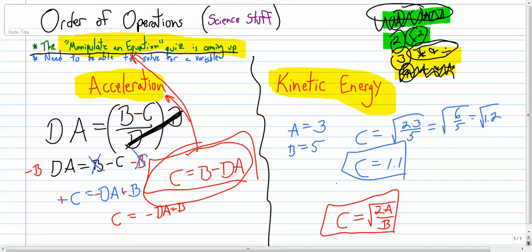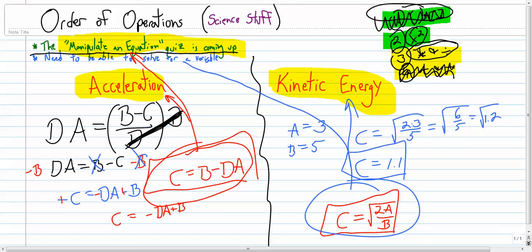And once again, if you can do this, if you can get the different variables by themselves, you will do okay on the kinetic energy quiz and the manipulate an equation quiz that's coming up fairly soon.